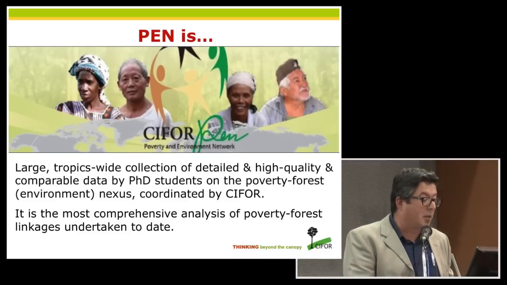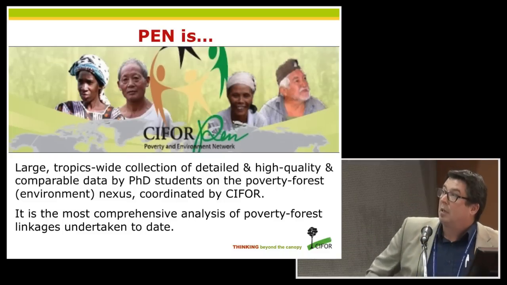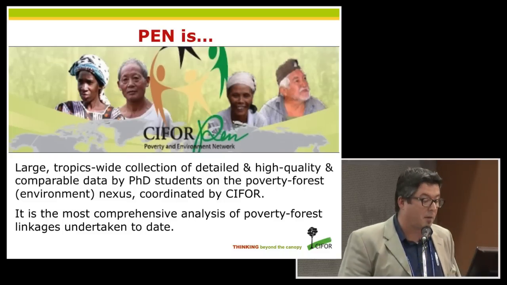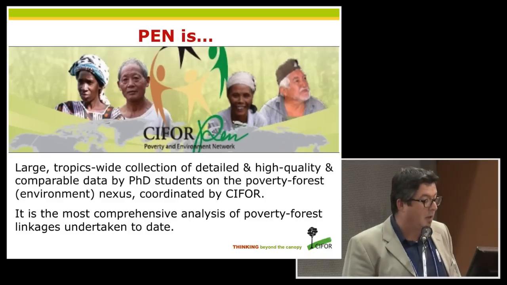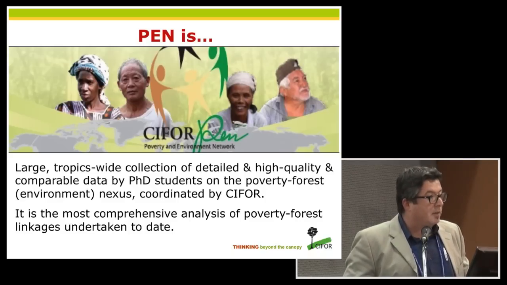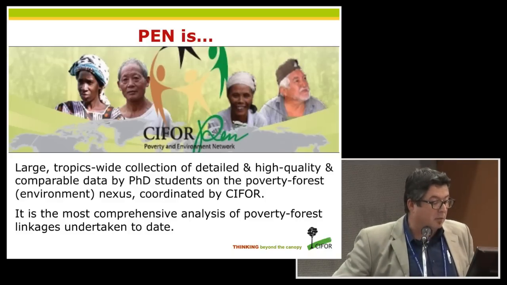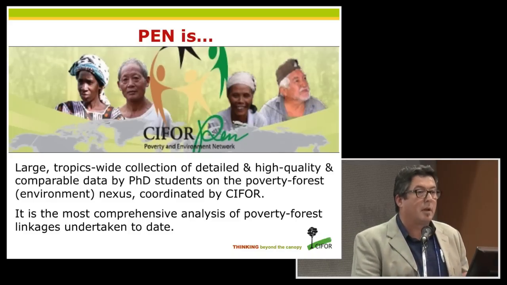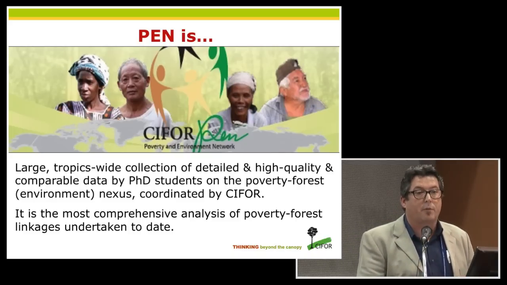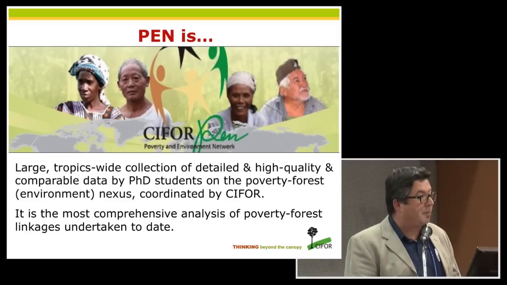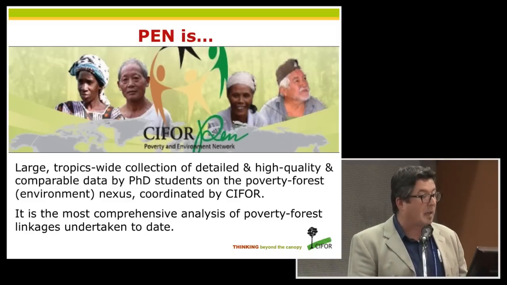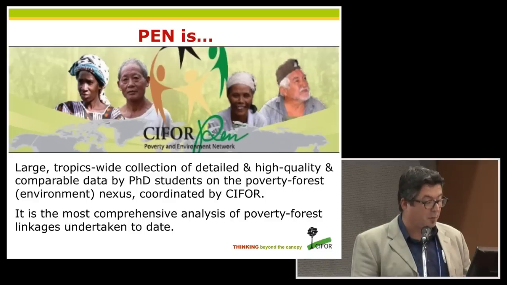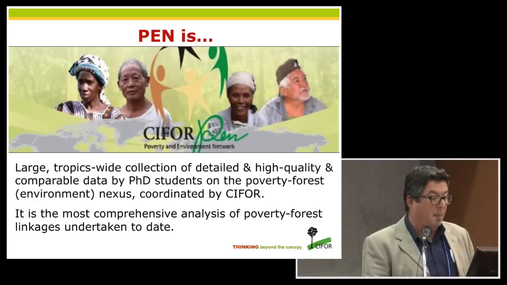So PEN is essentially a very large, tropical-wide collection of detailed and, we think, high quality, comparable data, which is collected by PhD students. We look at the poverty and environment nexus, at how important forest products are for rural livelihoods. And we believe that is currently the most comprehensive analysis of the poverty and forest linkages undertaken to date.